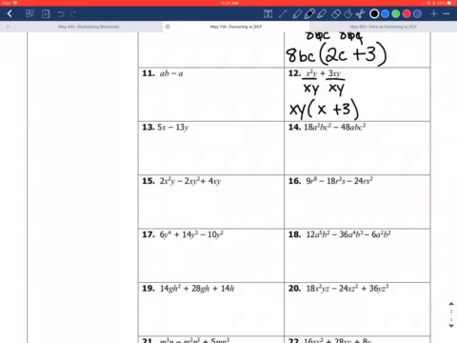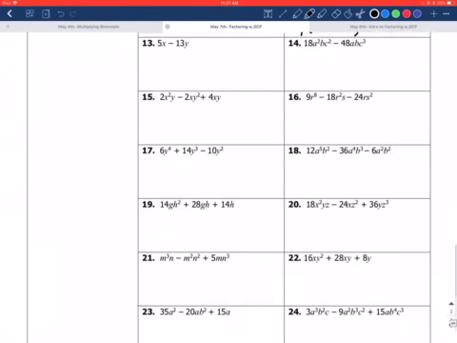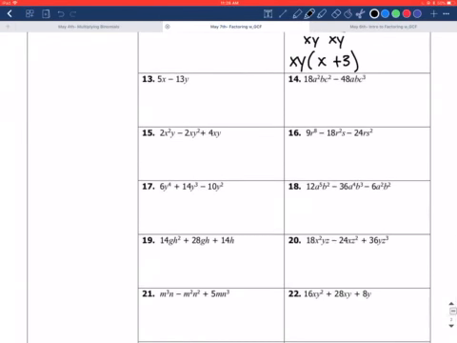Not too bad. Now, you see things like 14 through 24 and you get a little scared. I want you to focus and take it step by step, just like you did before. It's really not difficult math. It's just a lot of steps.